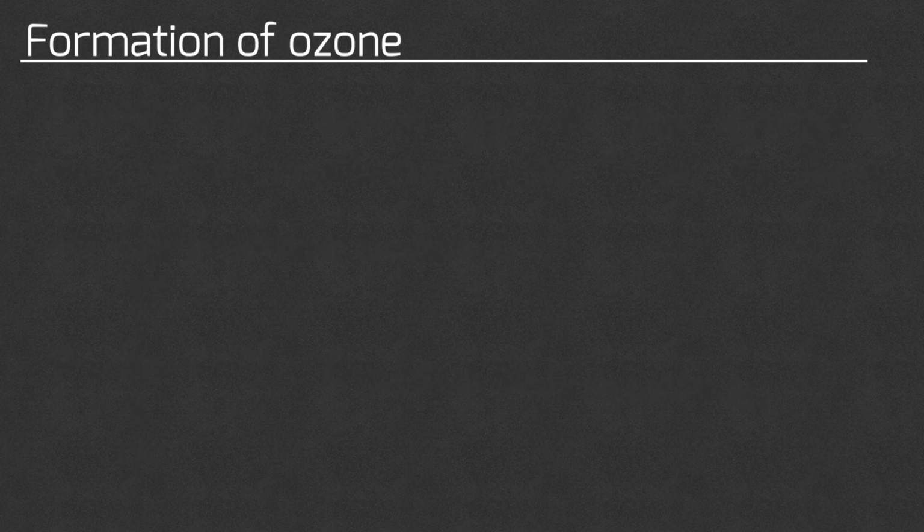Before we look at the problems that CFCs can cause in the atmosphere, we need to look at the role of ozone in a little bit more detail. We looked at ozone as a pollutant in the lower atmosphere earlier. We're now going to look at its role in the upper atmosphere. It still has the same chemical formula, O3.